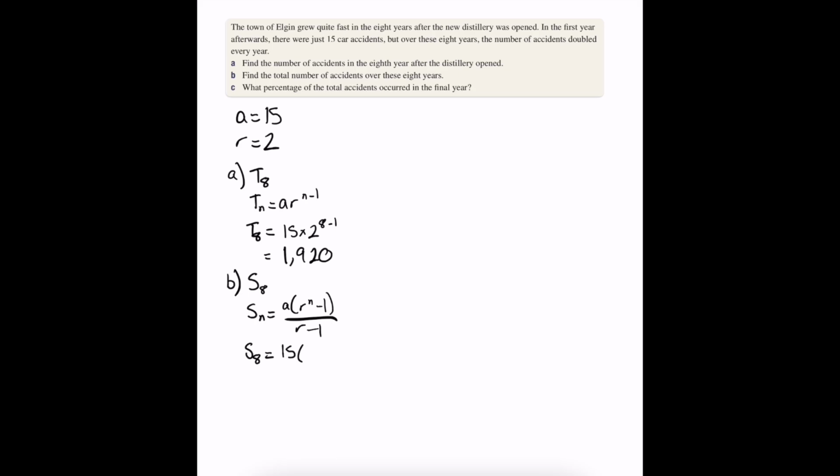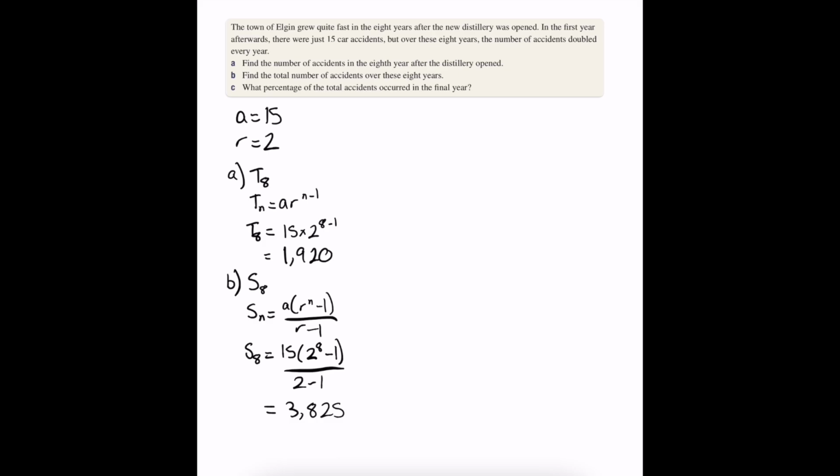So 15 is our a, multiplied by r to the n minus 1, which is 2 to the power of 8, minus 1, over 2 minus 1. Plugging this into the calculator, we get 3,825 accidents. And that's our answer for part B.